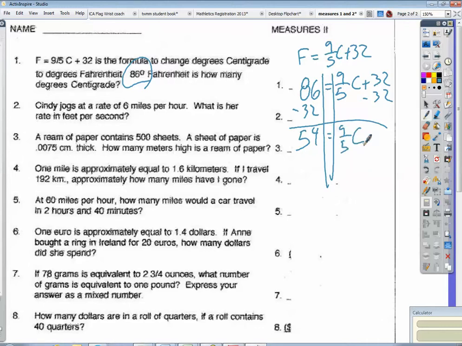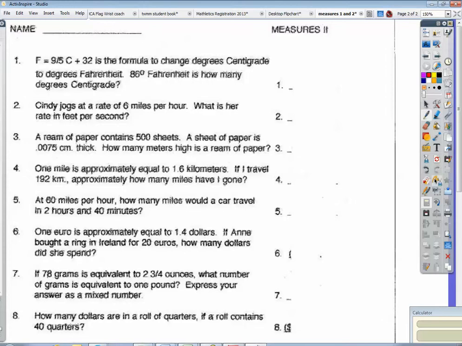Now what's the opposite of multiplying by 9/5? Dividing by 9/5. But you'll know dividing by a fraction, you really multiply by the reciprocal. So the reciprocal of 9/5 would be 5/9. So we're going to multiply by 5/9. So 9 goes into 54 6 times. So 5 times 6 is 30. These cancel out. So 30 equals C. And that's it.